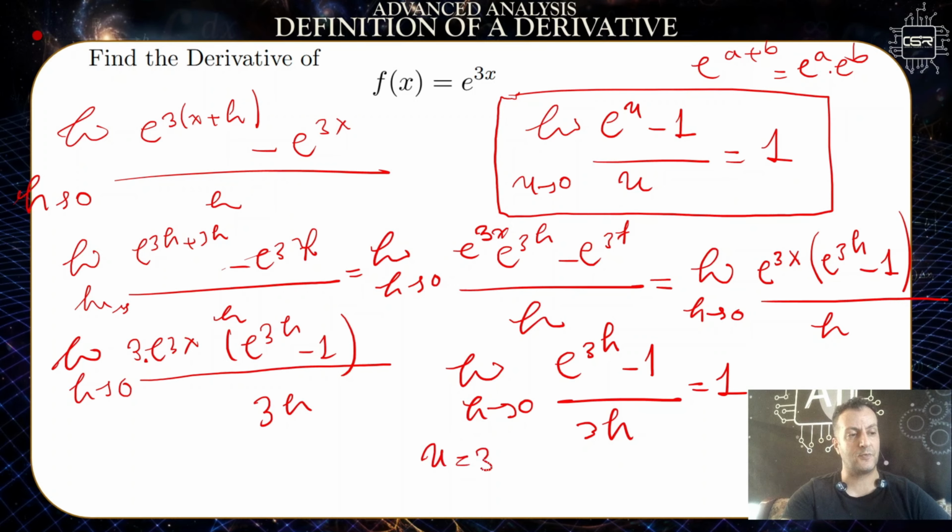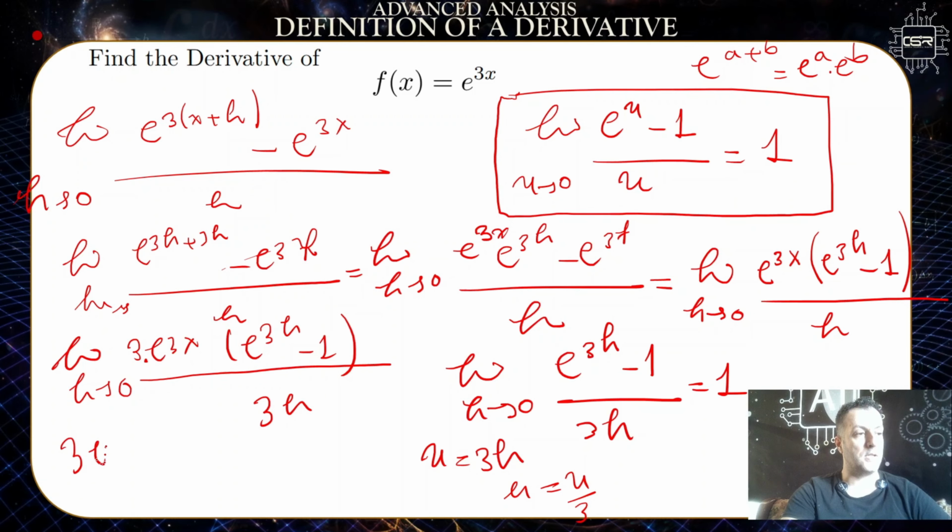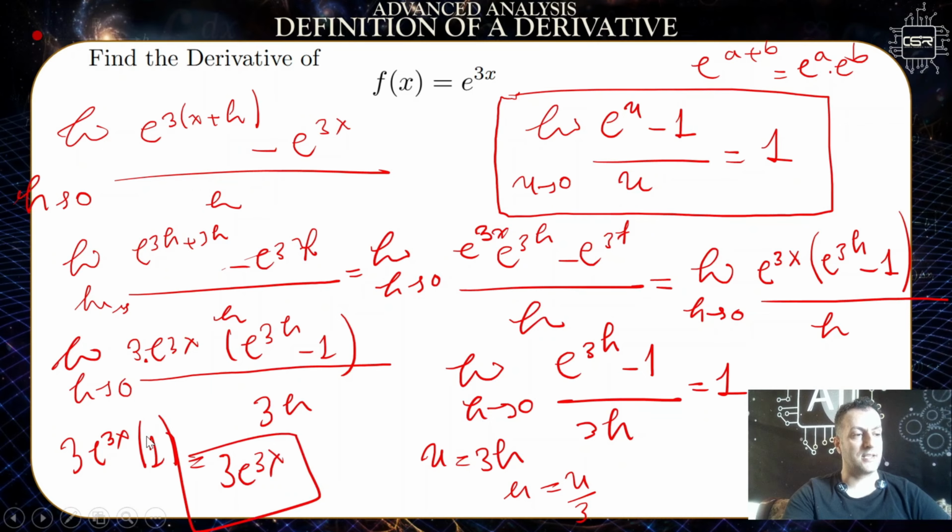u equal to 3h, right? And by the way, h equals u over 3. So if h is approaching 0, u will also approach 0. So it's the same thing. So this quantity becomes 1. Hence, we are left with 3e^(3x) times 1, equal to 3e^(3x). That would be the answer for the derivative.